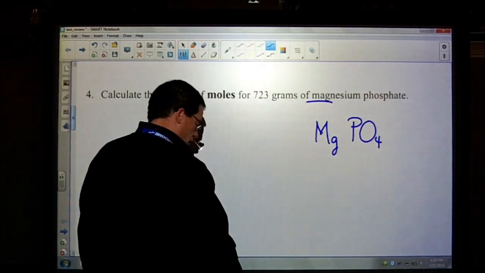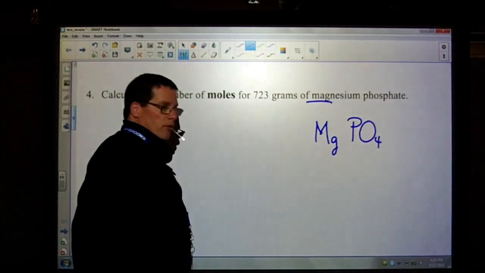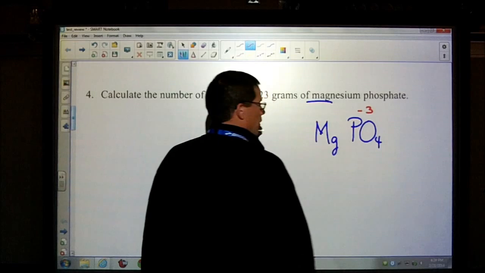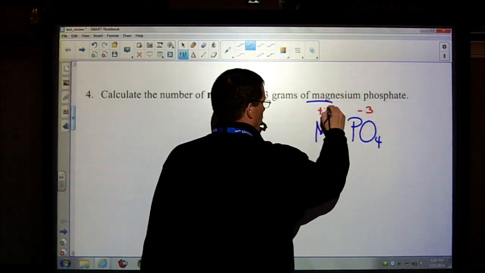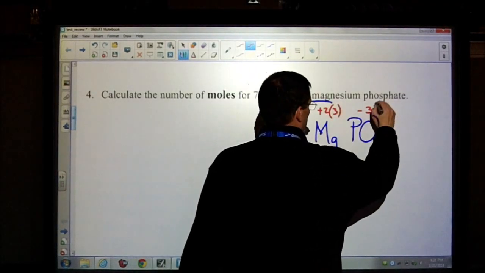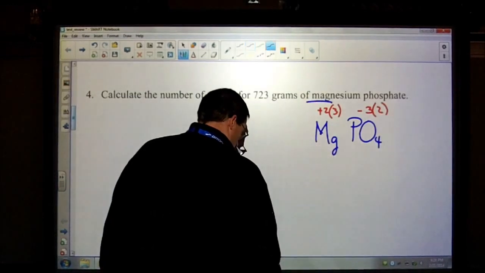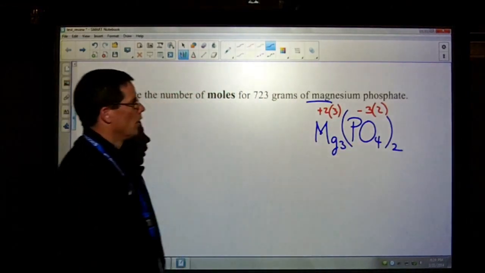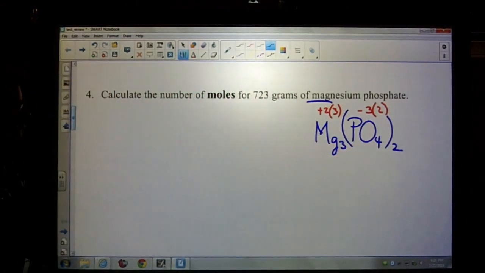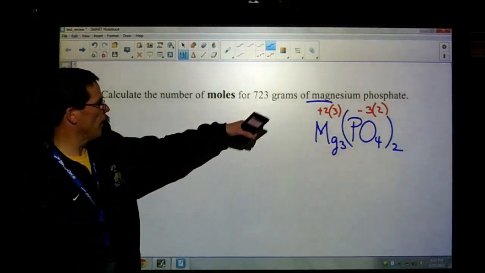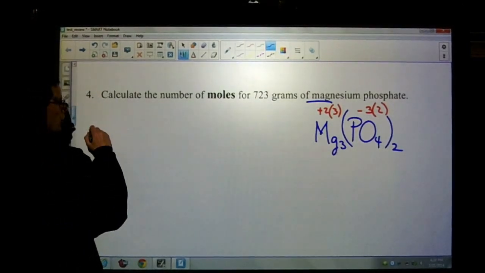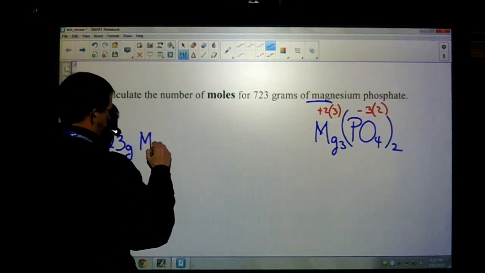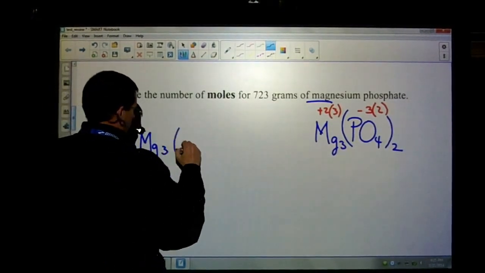Make sure you know the charges for each of these. You can go to the periodic table and find magnesium, but you cannot go to the periodic table to find phosphate. Phosphate is one you have to memorize. That's a -3. Magnesium is a +2. So that means I need 3 of those and I need 2 of those. So I'm going to put that in parentheses and put a 3 there. So once you have the formula, you're almost home. So now we need to find out how many moles. So we start with our 723 grams of the compound we just wrote out, so magnesium phosphate.